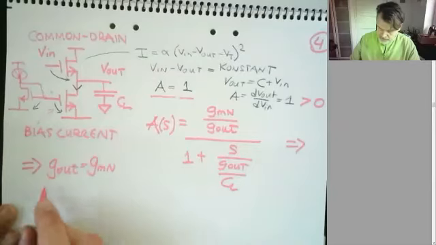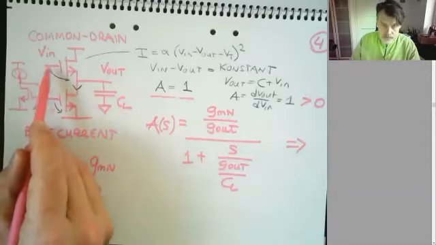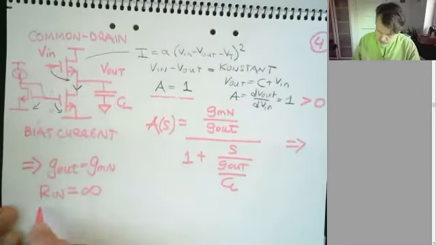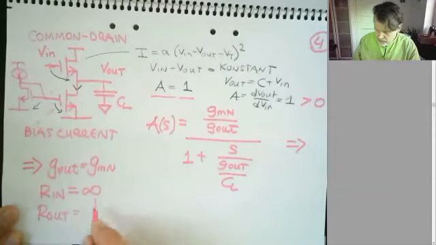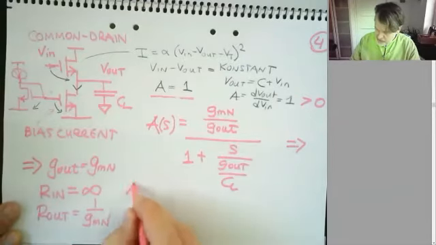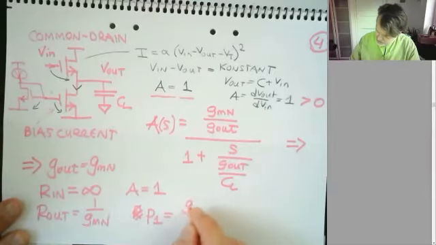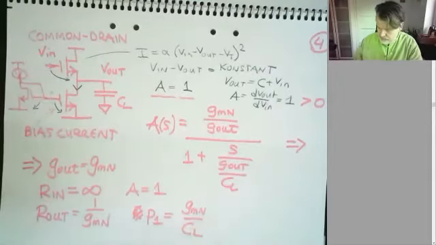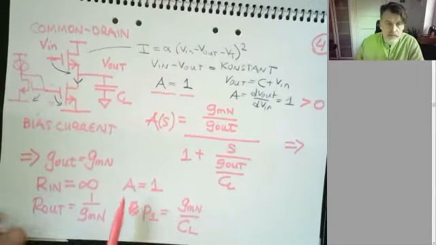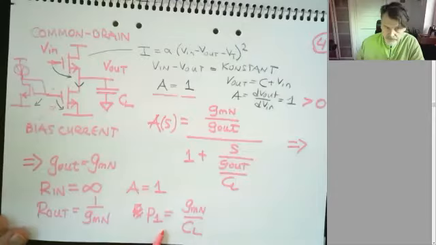we can formulate the same things as before. The input resistance is infinite here. This is going into a gate. R out is equal to 1 over GMN according to this conclusion here. A is equal to 1 and the pole P1 is equal to GMN divided by CL. Now suddenly we have a case with a low gain, but very high bandwidth type of circuit.